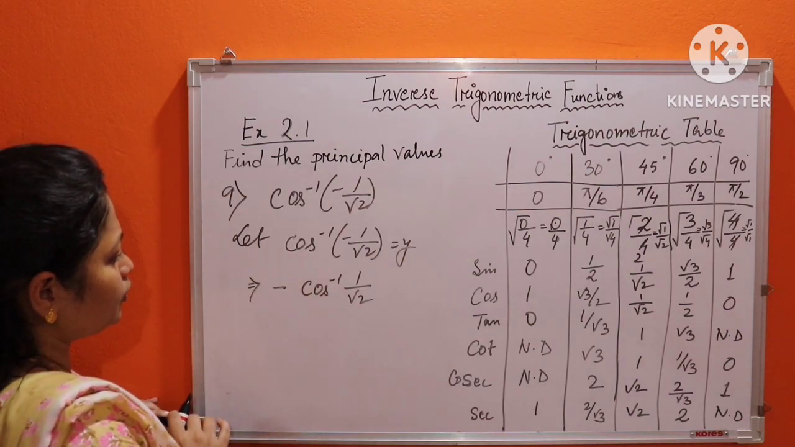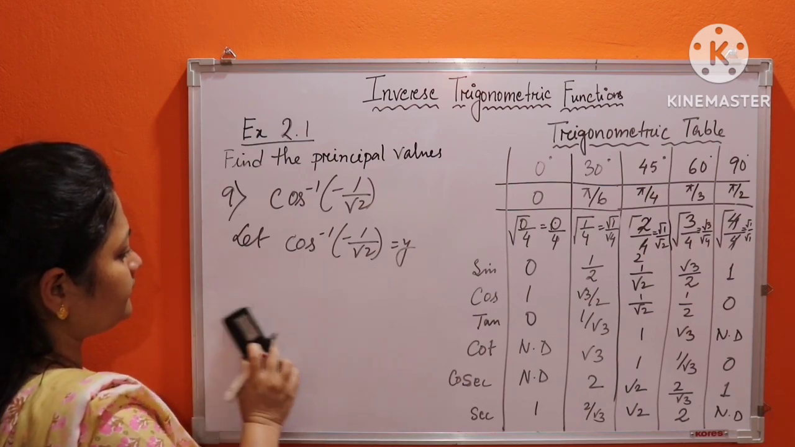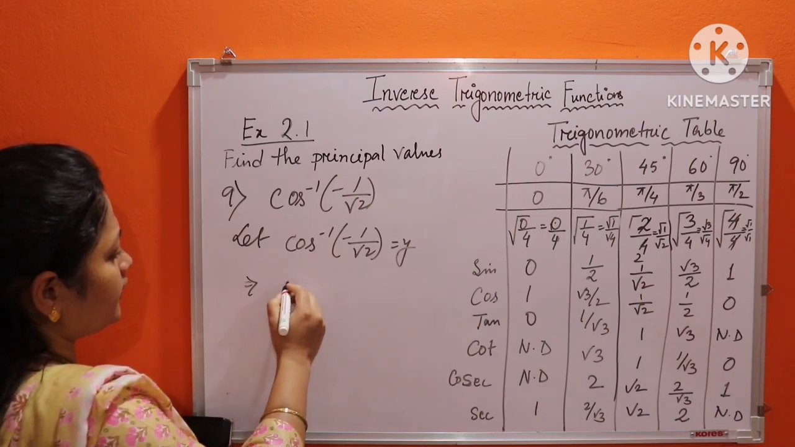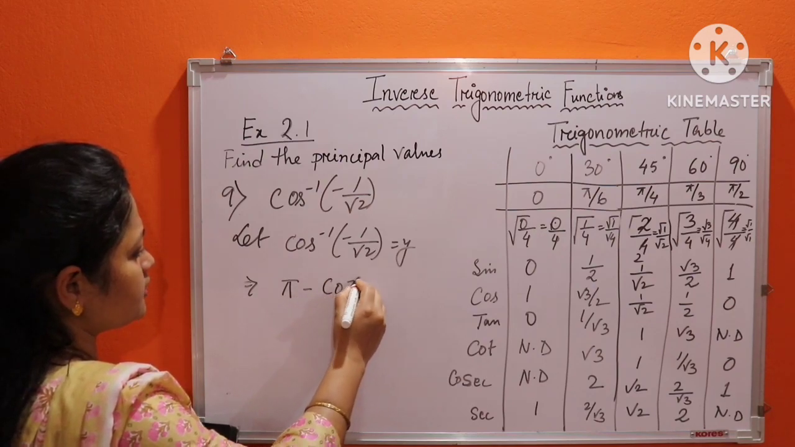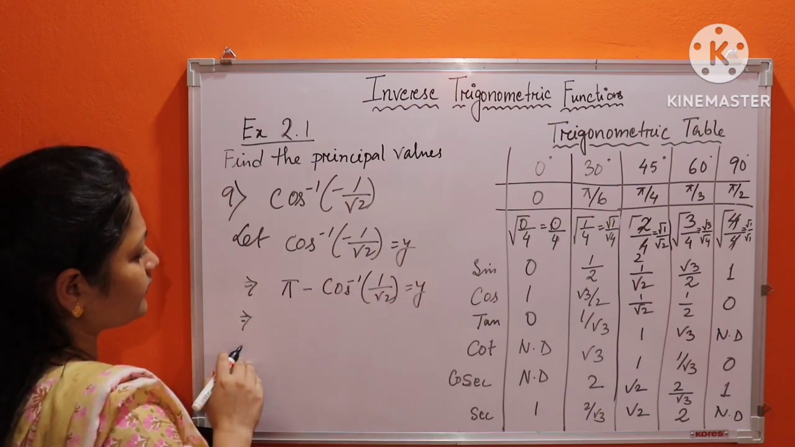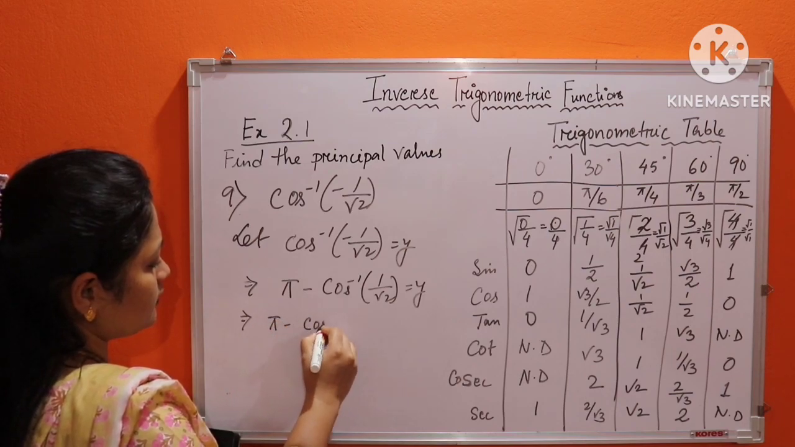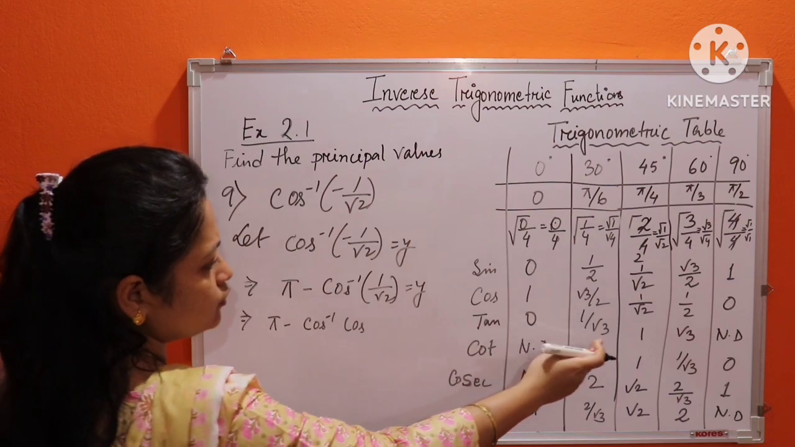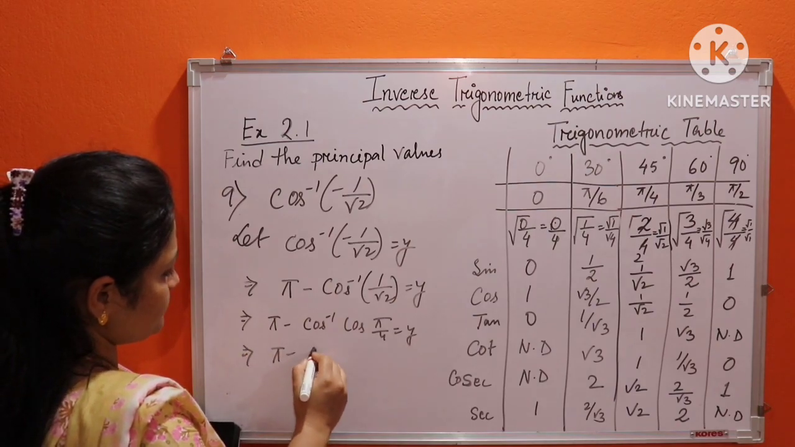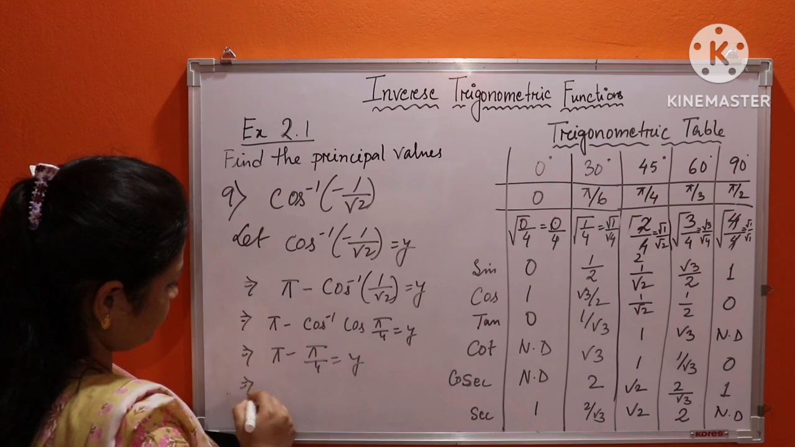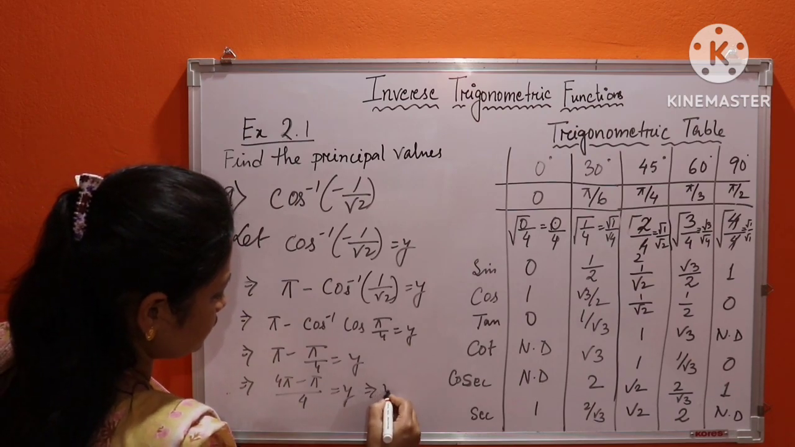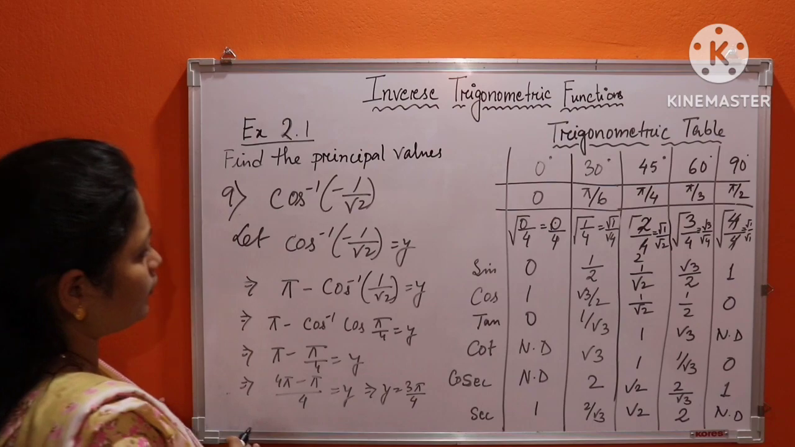In this case, directly we can write pi minus cos inverse 1 by root 2 equals y. For cos it is a bit different. So pi minus cos inverse of 1 by root 2, which is pi by 4, equals y. Pi minus pi by 4 equals y. So y will be equal to 3 pi by 4.